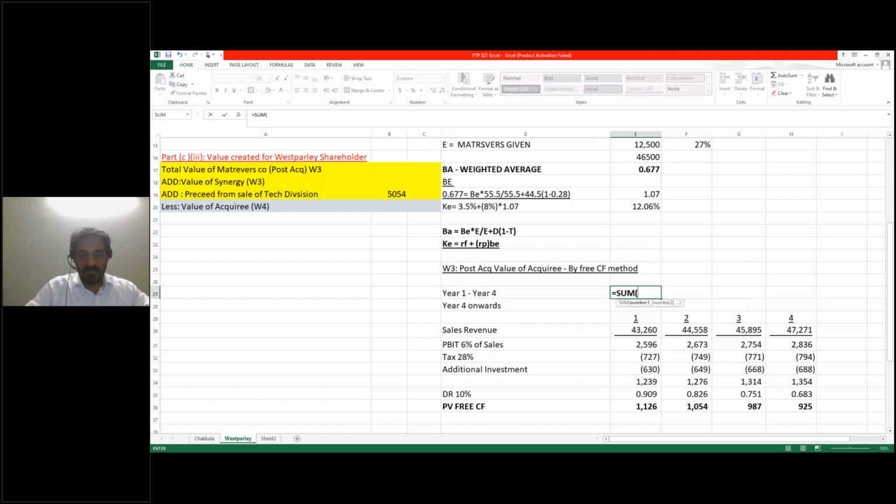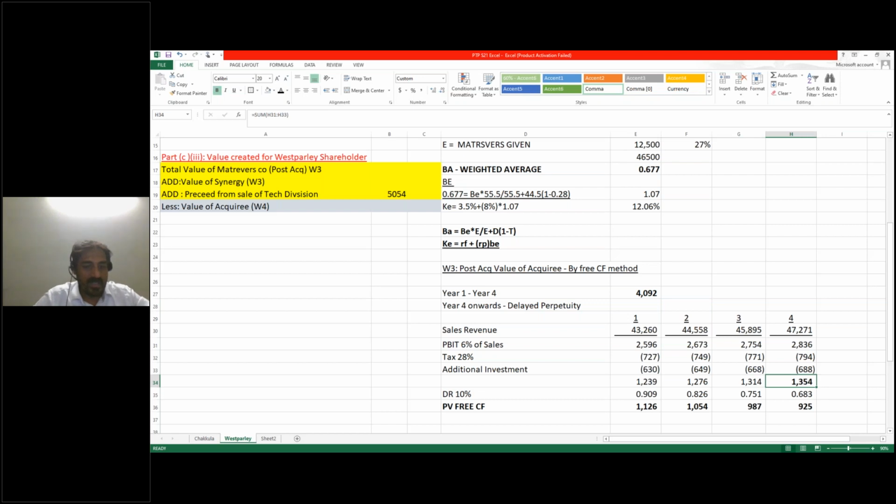Year 1 to year 3 is equal to sum 4092. Year 4 onwards, it's very simple. Year 4 onwards, that's with the delayed perpetuity. And with the delayed perpetuity, how will we work? We will pick the value of this one. Don't make a mistake. The examiner is asking that students make a mistake here.